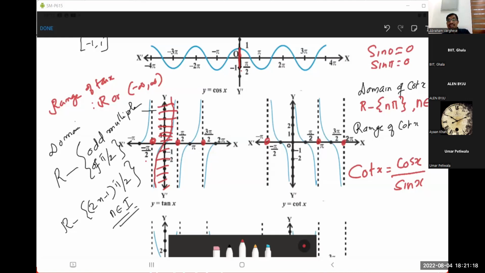In the case of tan x, it is an odd multiple of pi by 2. Tan x is sin x by cos x. Where cos x is 0, it is not defined. Therefore, the domain of cot x will be all real numbers minus n pi, and the range, you can see the graph covers the entire y-axis. Therefore, the range will be all real numbers. Is it clear? Any question?